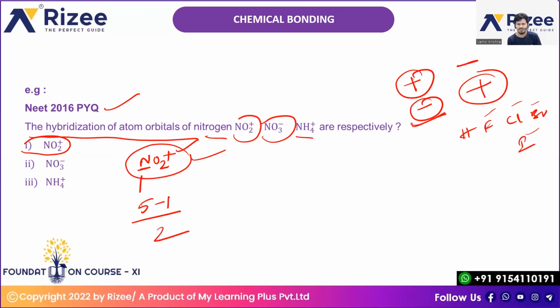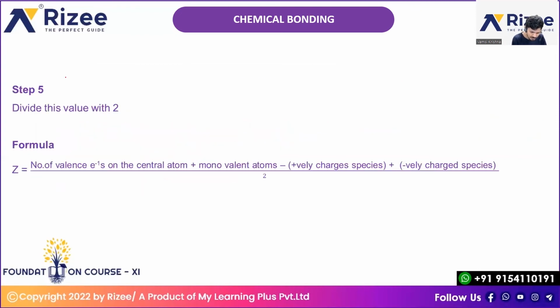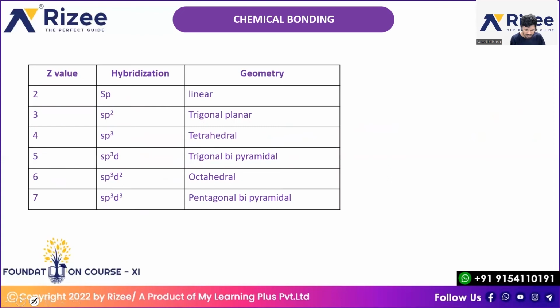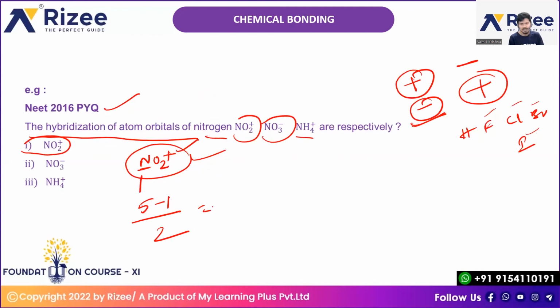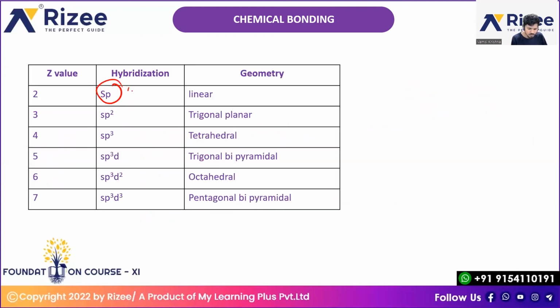After that, what do we need to do? We need to divide by 2. Am I right? We need to divide by 2 now. So what answer do we get? 5 minus 1 is 4, by 2 means 2 ones are 2, 2 twos are 4. So we get Z value 2. Z value 2 means sp hybridization.